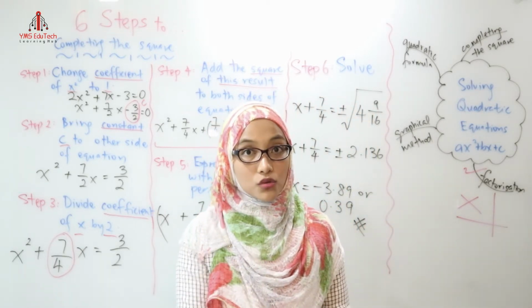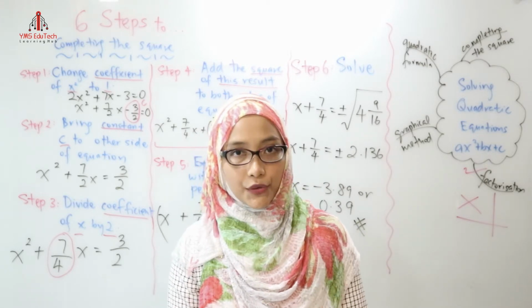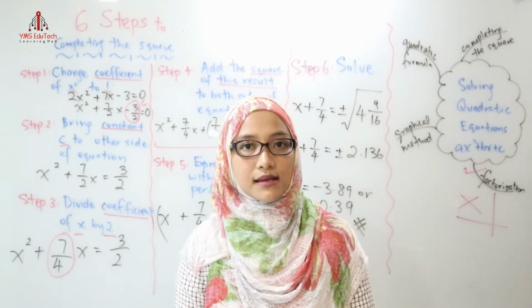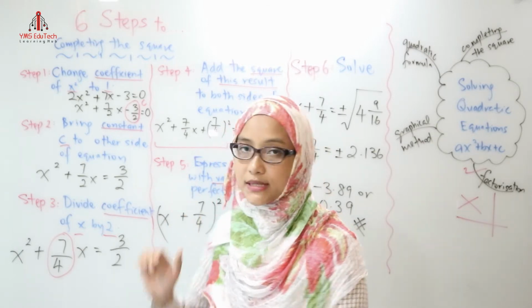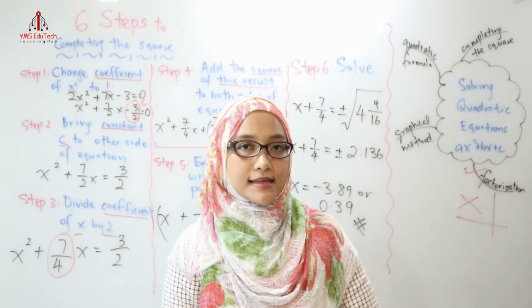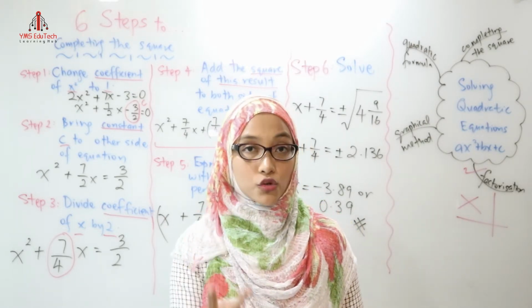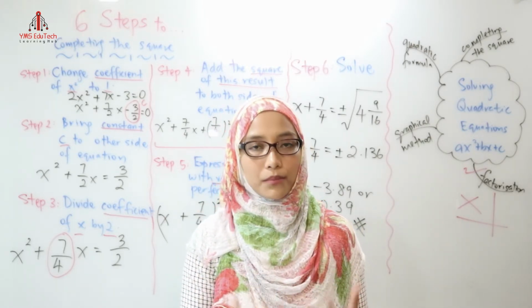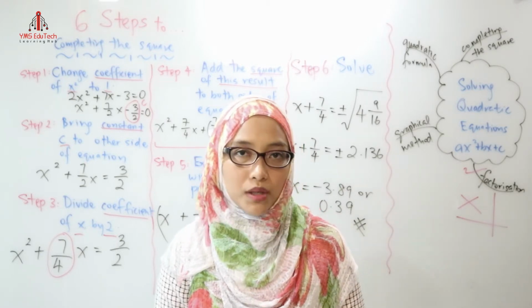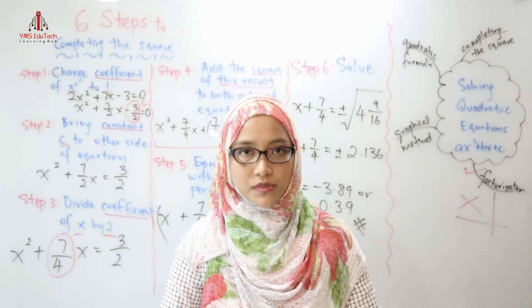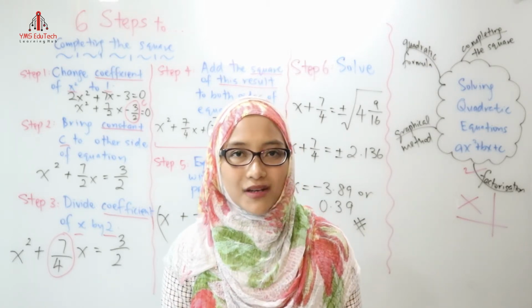Step 2, go and practice on your own. Go and gather some questions and then solve using completing the square. Then you check the answer whether you get the correct answer. So that is step 2. Go and solve a few problems. Don't just solve 1, 2 or 3. Solve a variety of problems. Solve at least 10 questions.